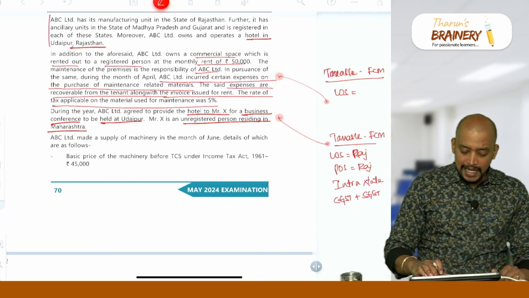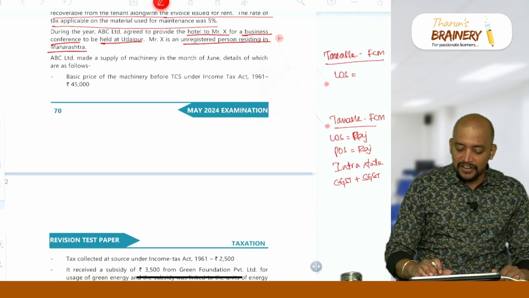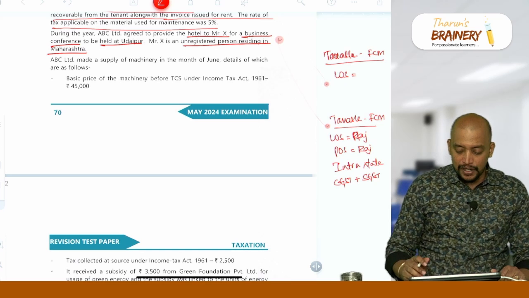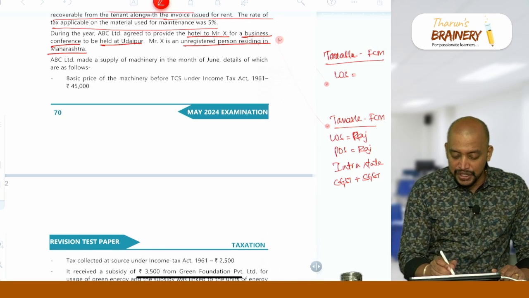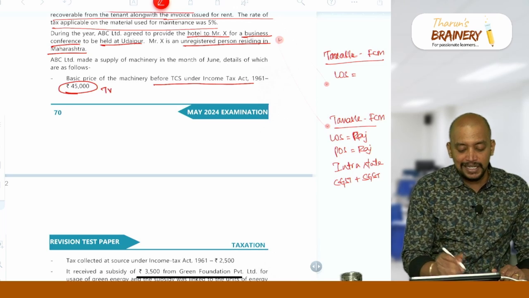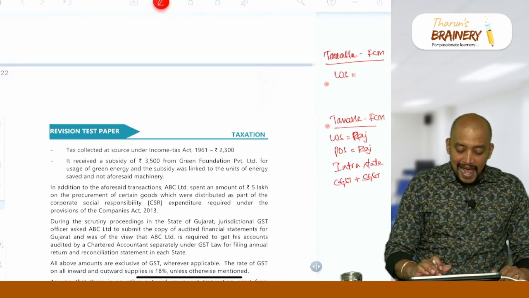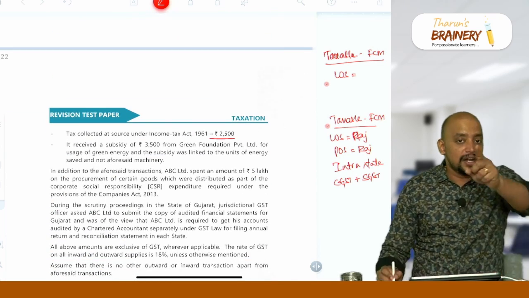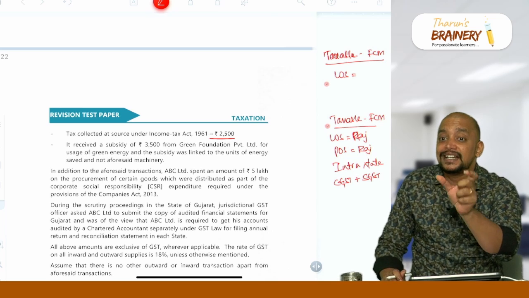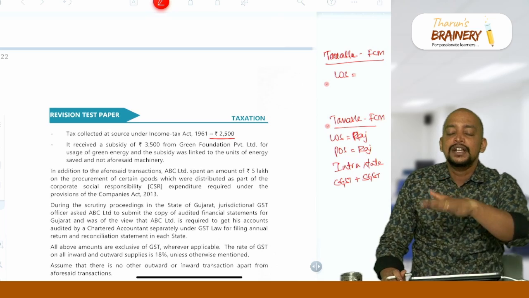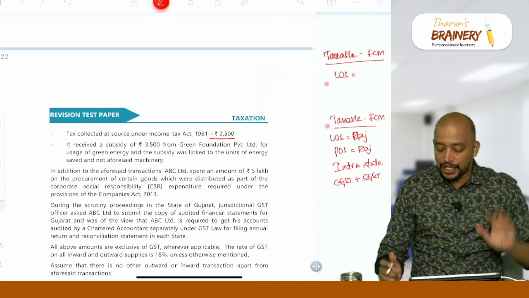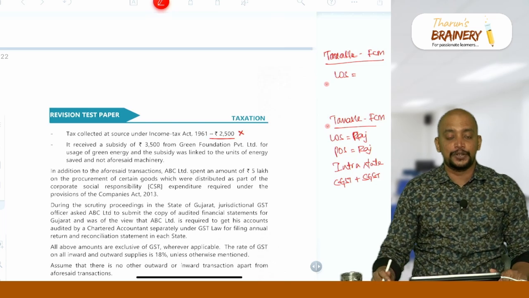Then ABC Limited made a supply of machinery in the month of June, details of which are as follows. Basic price of the machinery before TCS under Income Tax Act is 45. So this will be the transaction value. Tax collected at source under income tax, we already discussed. TCS under income tax should not be included, because TCS is an interim levy. This is not a tax on income. So a car dealer getting a TCS from the customer, it should not be included in the value.